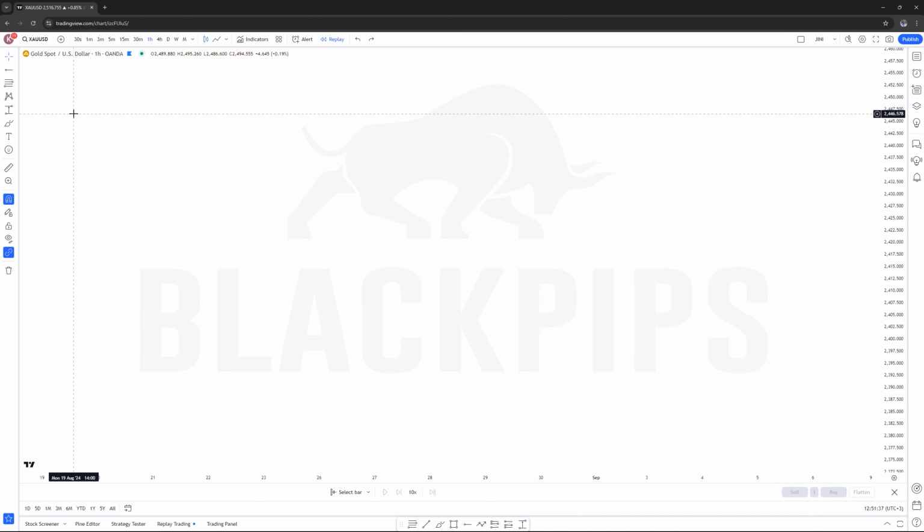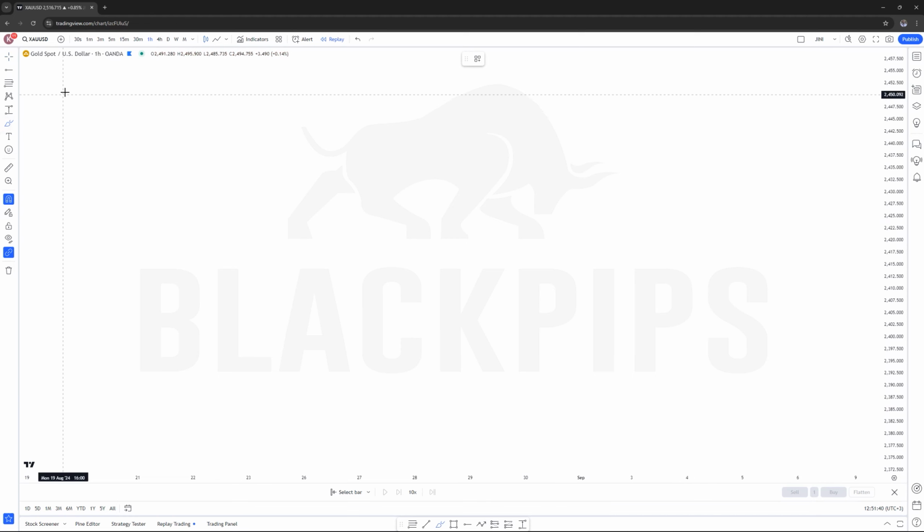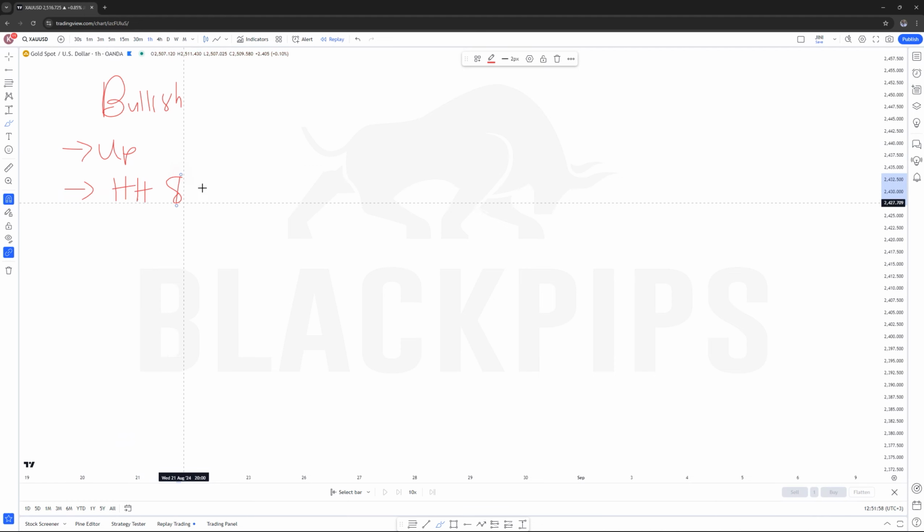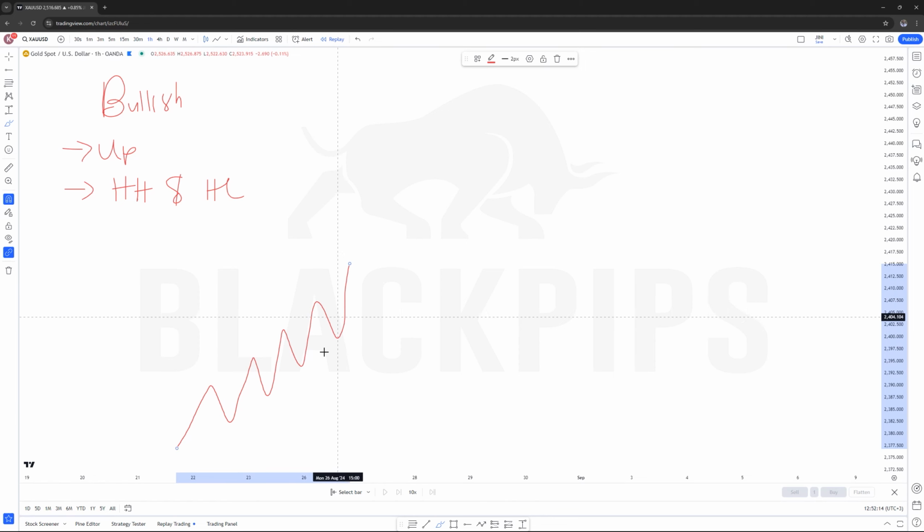The first one is that the bullish market structure trends upward, but also it is made up of a series of higher highs and higher lows. I know that everyone now understands this. So by structure, bullish market structure looks like this: higher high, higher low, higher high, higher low, higher high, higher low, higher high, higher low, higher high.